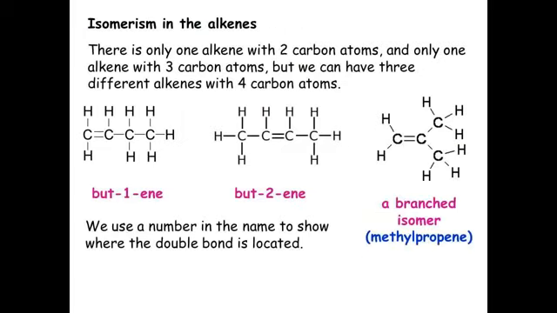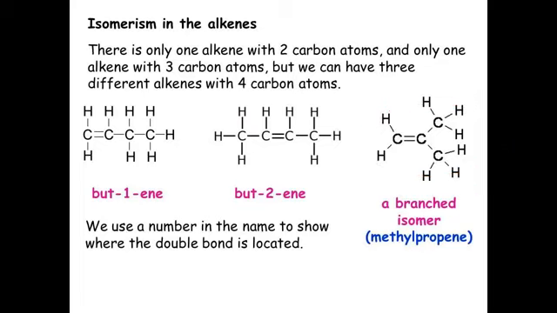Alkenes can also show isomerism. The first alkene, having 2 carbon atoms, only has 1 isomer. The one with 3 carbon atoms only has 1 isomer. However, once we get to 4 carbon atoms, we can see that there are 3 isomers, each with a double bond in. In the first 2, the double bond is moved from the end to the middle, and in the final isomer, we see that we have branching taking place.